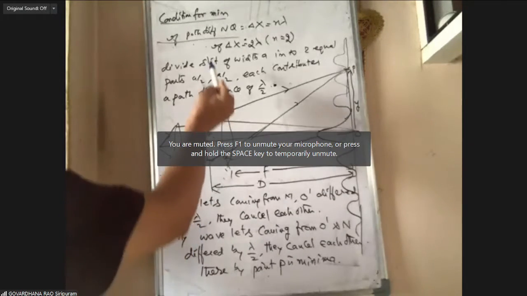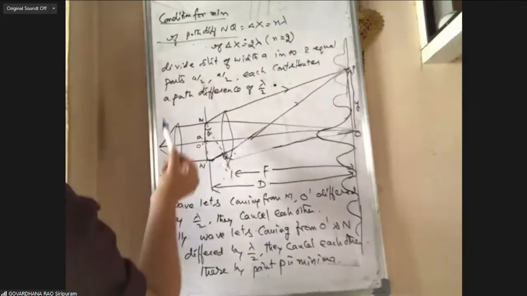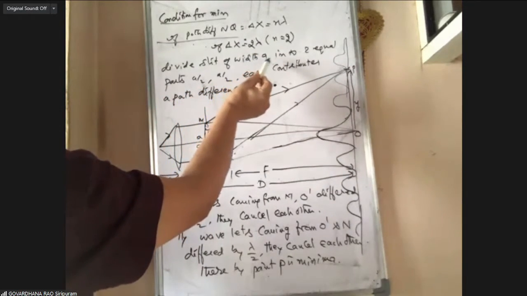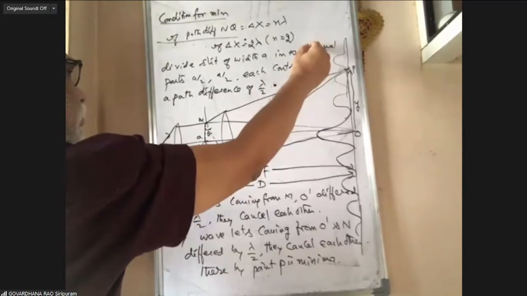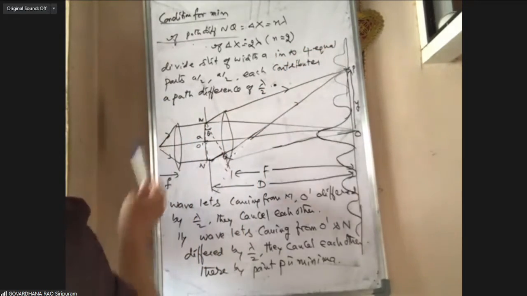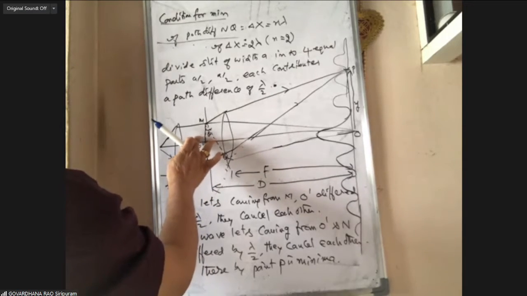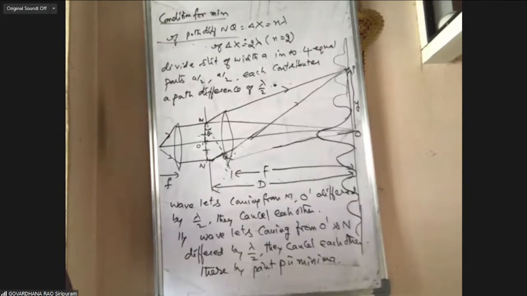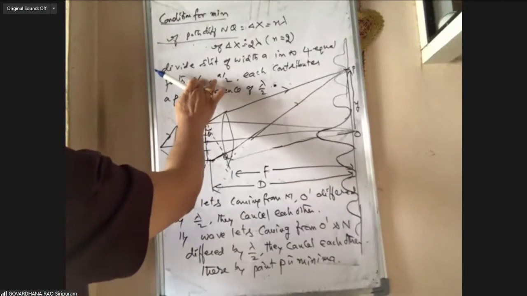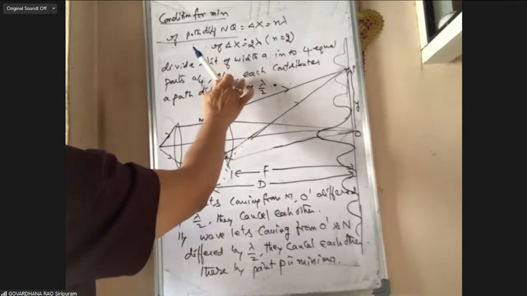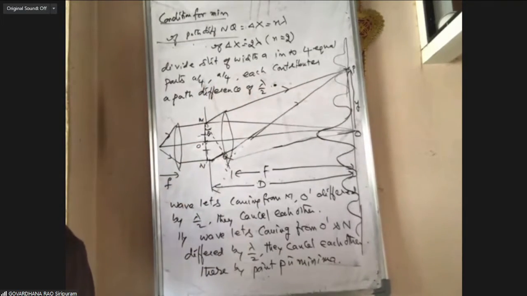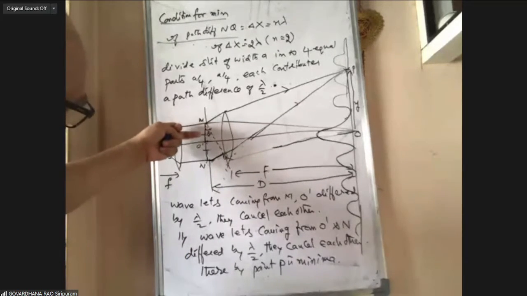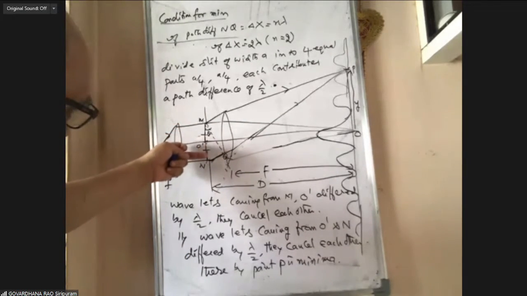Now, if delta x equal to 2 lambda, n equal to 2, divide the slit of width a into 4 equal parts. 4 equal parts means like this. Each is how much? a by 4. Okay. Now each contributes a path difference of lambda by 2. This is lambda by 2, this is lambda by 2, this is lambda by 2, this is lambda by 2.